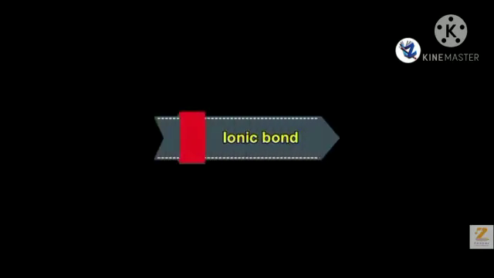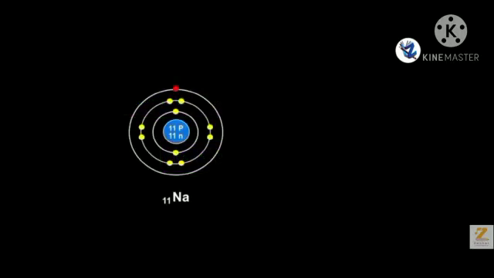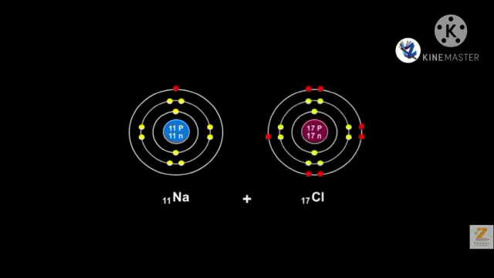The first is formation of an ionic bond. For example, formation of sodium chloride. First, let's see the electronic configuration of sodium. It is 2,8,1, and the electronic configuration of chlorine is 2,8,7. As sodium has 1 electron in its valence shell, its valency is 1, and as chlorine has 7 electrons in its outermost shell, to attain a complete octet it requires 1 electron. So its valency is also 1.